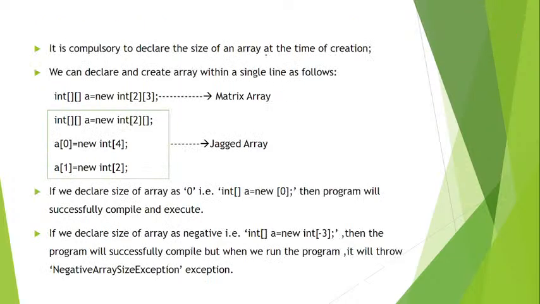And here it has some conditions. It's compulsory to declare the size of an array at the time of creation, which I have already discussed with you. In this way you can directly create a matrix array, that means a two-dimensional array. And this is the jagged array. Whenever you create the jagged array, don't mention the column, only mention the row. So here we have mentioned the row but not the column. In the 0th row we are adding four columns, and in the first row we are adding two columns.